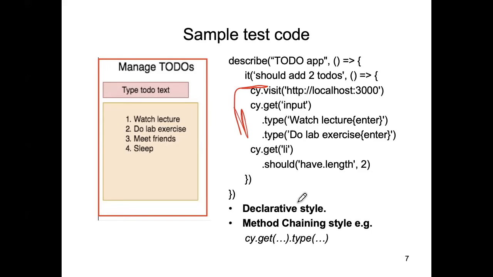There's a lot of method chaining going on when you're using Cypress. Method chaining is just a programming idea. So when you've got this expression here, I'm chaining the type method onto my invocation of the get method. And that's the programming style that we'll see a lot with Cypress. That's what it's referred to as method chaining.